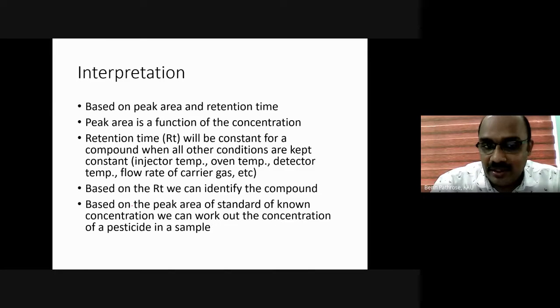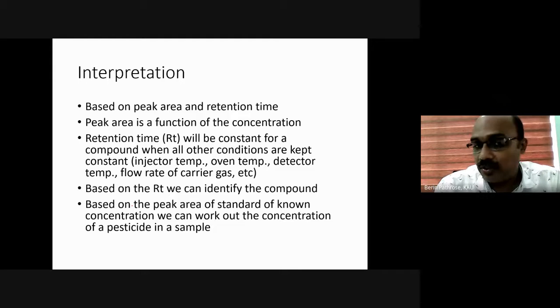So the interpretation is based on retention time, which we call RT, and peak area. Peak area, as I told you, gives the concentration. Retention time will be constant when all the parameters remain the same: injector temperature, oven temperature, column, flow rate, detector temperature, etc. Based on the RT, we identify the compound. Based on the peak area, we work out the concentration.